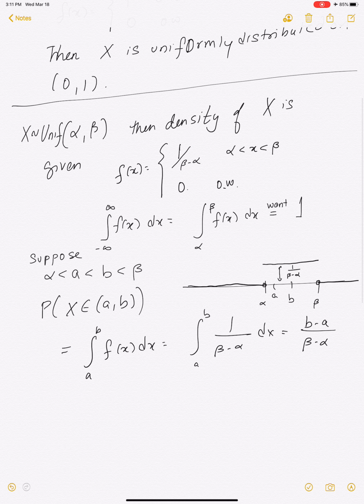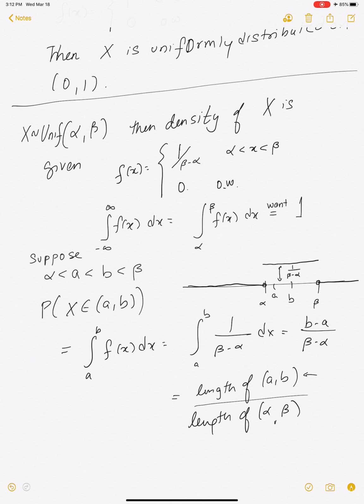So what do you have? Over here, if you look at it, it is the length of the interval a to b over the length of the interval alpha to beta. So you see the probability of x being in an interval, as long as that interval is in alpha to beta, just depends on the length of the interval. It'll be the length divided by the entire length.